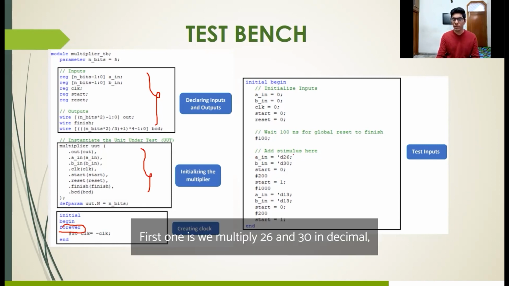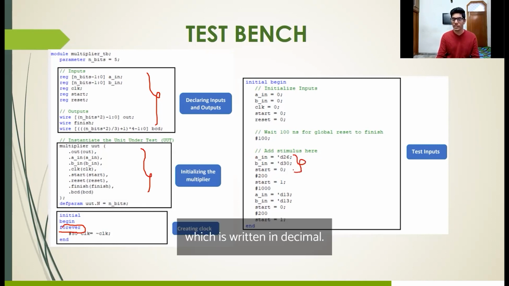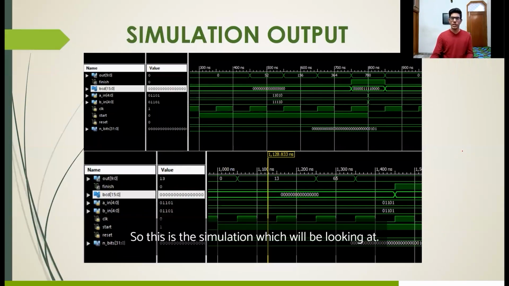First one is we'll multiply 26 and 30, which is written in decimal. Then we'll multiply 13 and 13. Now let us see the results. So this is the simulation which we'll be looking at.